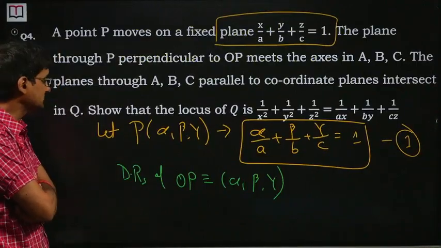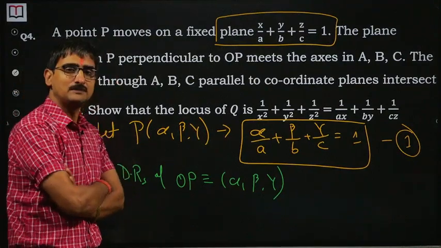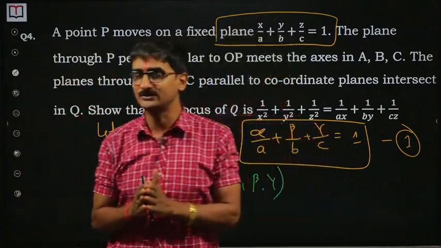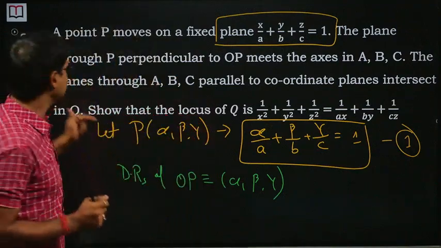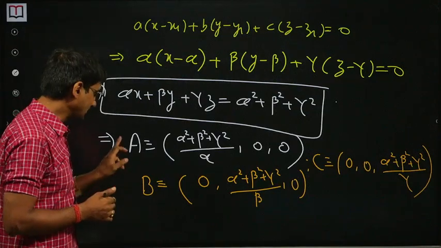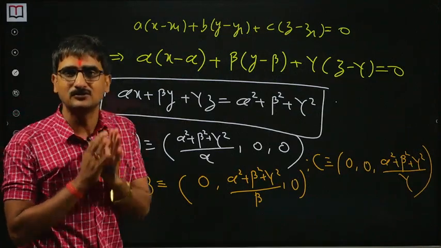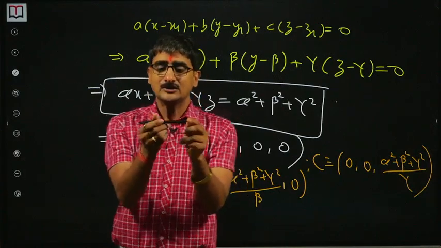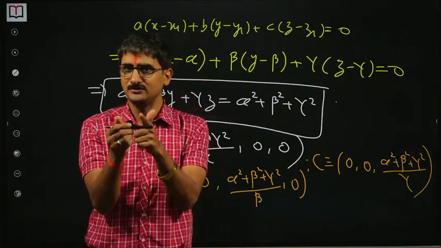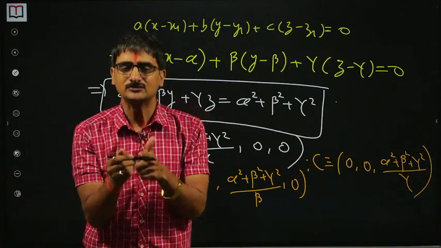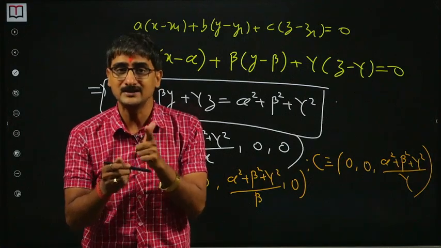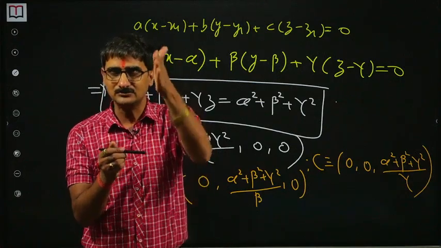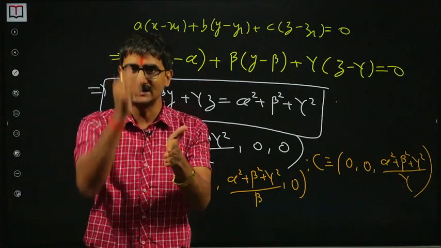Planes through A, B and C parallel to the coordinate planes intersect in Q, show that the locus of Q... we have to find the locus of the point of intersection of three planes. Which three planes? The planes that are passing through the points A, B, C and parallel to the coordinate planes. Now if a plane is passing, let's say this is x-axis, this is y-axis, this is z-axis, through any point on the x-axis, and it has to be parallel to one or the other coordinate plane, which plane is it possible to which it will be parallel? It will be parallel only to the plane formed by the y-axis and z-axis, the yz plane.